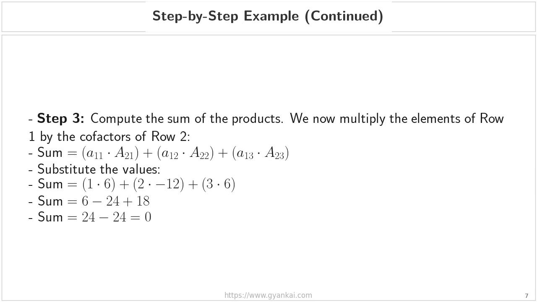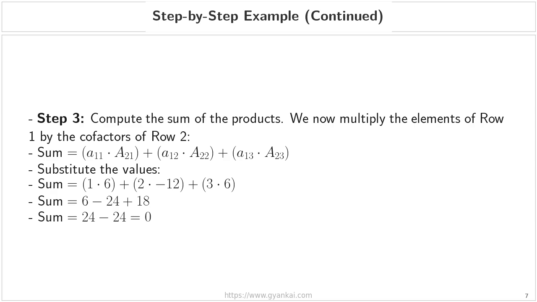Let's substitute the actual numerical values we just found into this equation. We take the first element, which is 1, and multiply it by the cofactor 6. Then, we take the second element, which is 2, and multiply it by the cofactor -12. And finally, we take the third element, which is 3, and multiply it by the cofactor 6. When we perform these multiplications, our expression becomes 6 minus 24 plus 18.